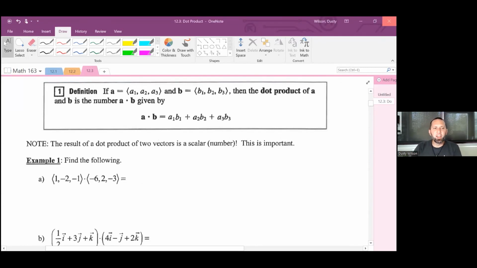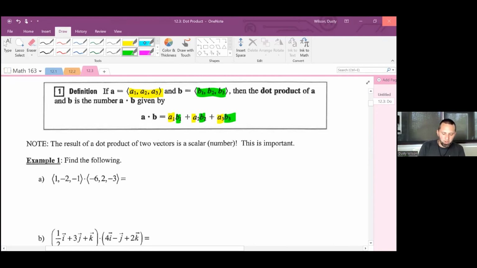So here's our definition. If the vector A is equal to ⟨A1, A2, A3⟩ and the vector B is equal to ⟨B1, B2, B3⟩, then the dot product of A and B is the number written A dot B, given by A dot B equals A1 B1 plus A2 B2 plus A3 B3. Notice all that's happening is we are taking the components of A and multiplying them by the components of B. All the A's are getting matched up with all of the B's.